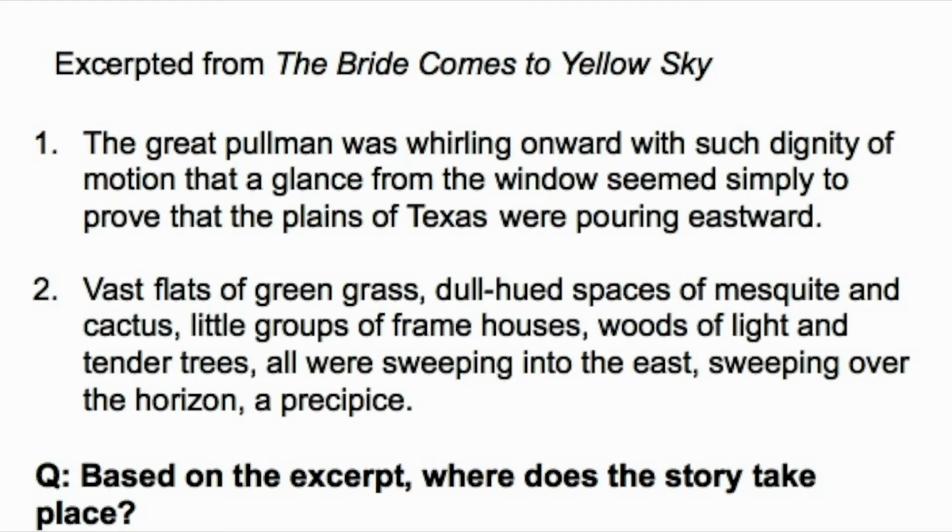Okay, so now we're moving on to a new story. It's The Bride Comes to Yellow Sky. And let me read it here, and as always, you can pause the video, read as fast or as slowly as you'd like to. But it starts off by saying, "The great Pullman was whirling onward with such dignity of motion that a glance from the window seemed simply to prove that the plains of Texas were pouring eastward. Vast flats of green grass, dull-hued spaces of mesquite and cactus, little groups of frame houses, woods of light and tender trees, all were sweeping into the east, sweeping over the horizon, a precipice."